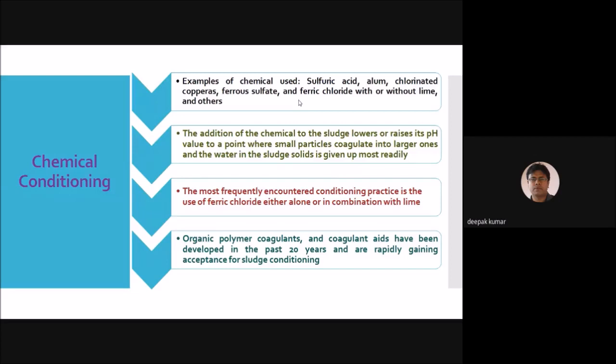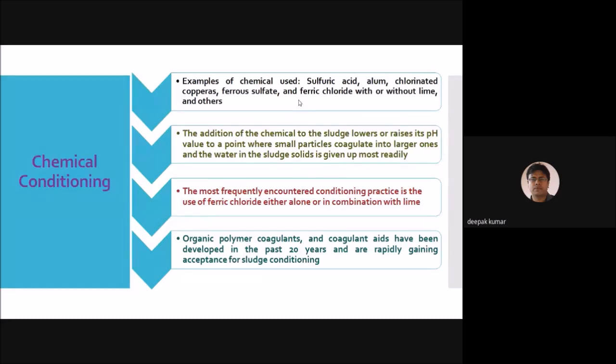The most frequently encountered conditioning practice is the use of ferric chloride. So basically for chemical conditioning, we are using ferric chloride either alone or in combination with lime. Organic polymer is also used. Organic polymer coagulants and coagulant aids have been developed in the past 20 years and are rapidly gaining acceptance for sludge conditioning.